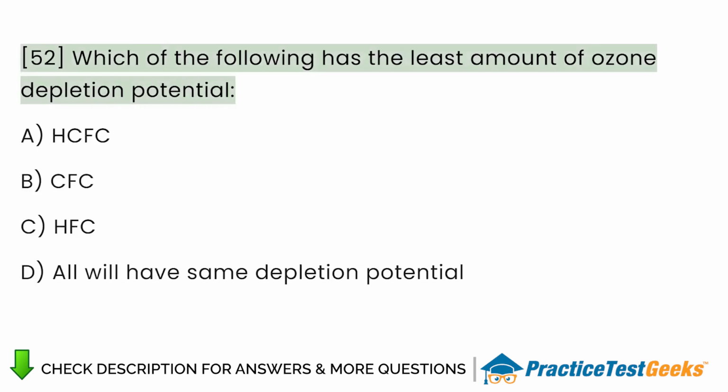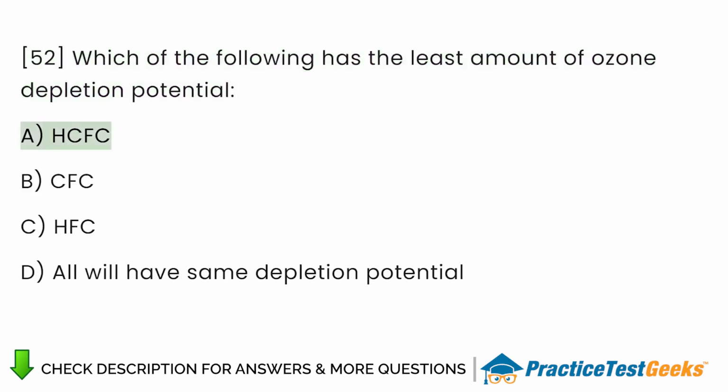Which of the following has the least amount of ozone depletion potential? A. HCFC. B. CFC. C. HFC. D. All will have the same depletion potential.